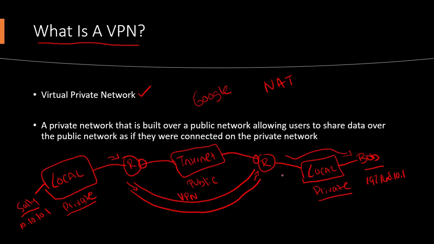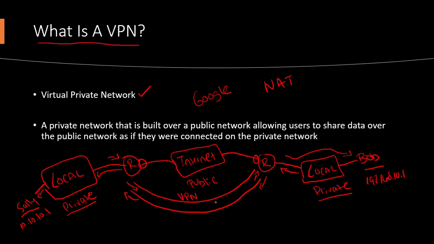And then when Bob has to send traffic back, it hits the router. The router is going to send it through the tunnel that has been built to this router over the internet. And when it comes out at this router, the router then forwards it on to the local network, and it ends up getting to Sally.